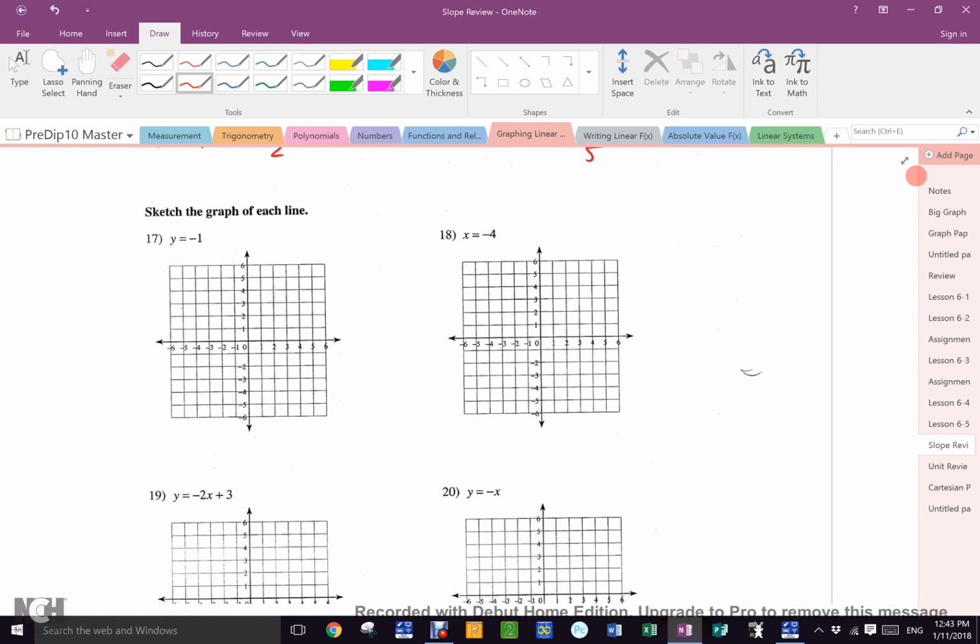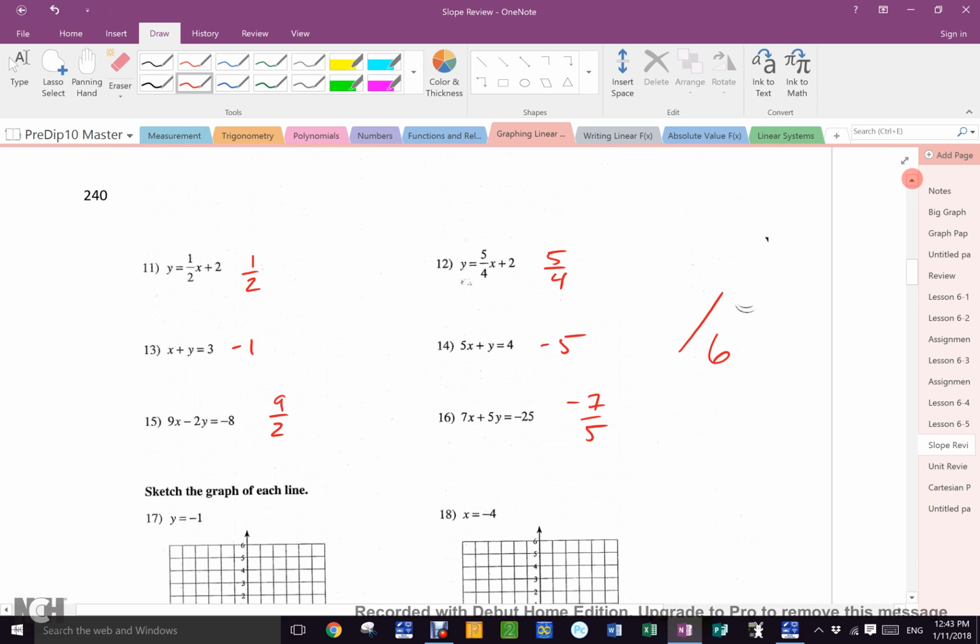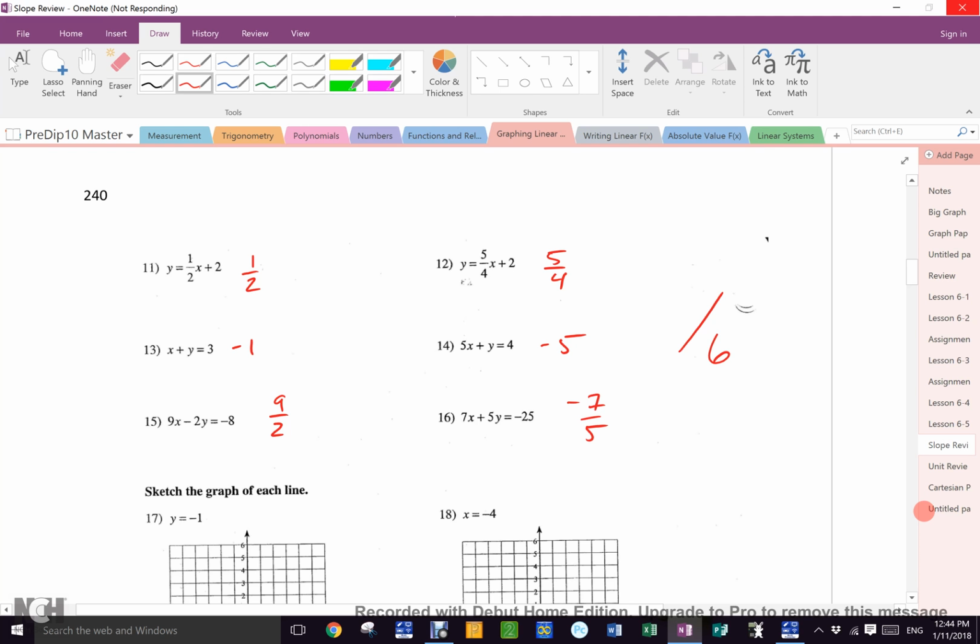Okay, 16. So, I did 5y is equal to 25, so I put 7, 0. So that's 5y is equal to negative 25. Does that make sense? But I'm asking for the slope. Did you have to find the intercepts? No, just for the slope. How did I find the slope of that one? Oh, okay.